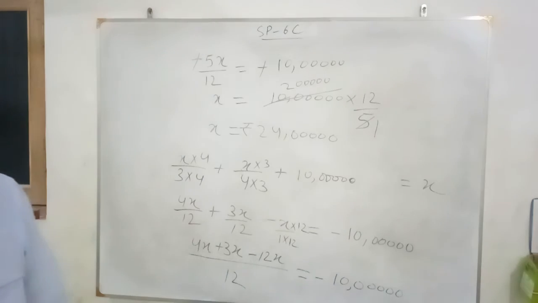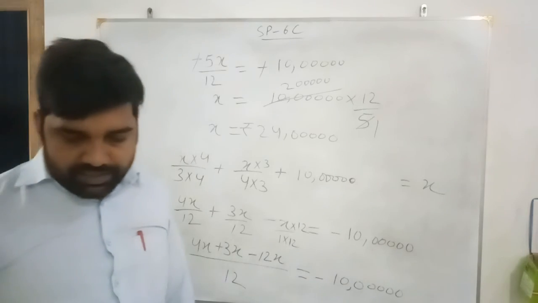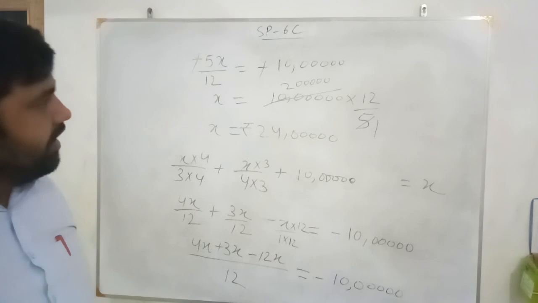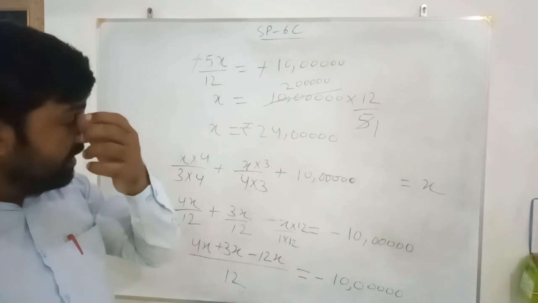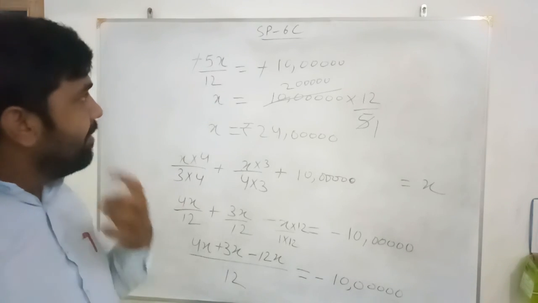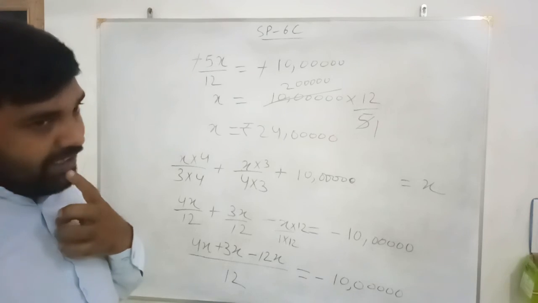Similarly, you can do question number 21, which I am leaving as homework for you. Now this self practice 6C is over. If there is any confusion regarding this exercise, you can send me the question number on WhatsApp. I will do that also.